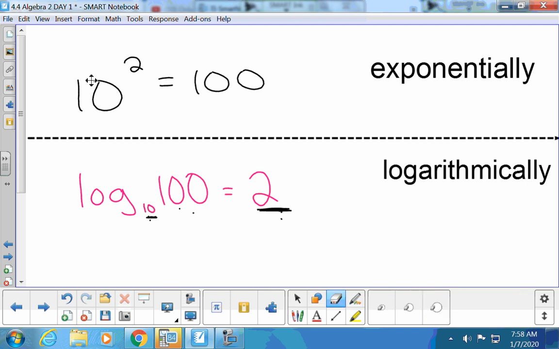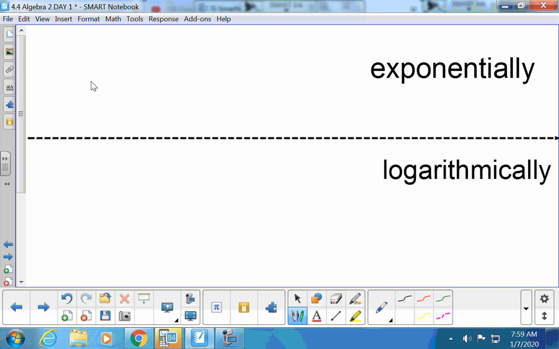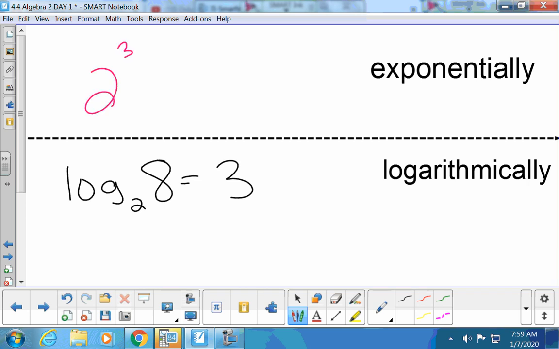Let's try another one. Just try this over and over and over till we all get it. All right, so I would read this to you guys: log base 2 of 8 equals 3. What would it look like written in exponential form? 2 to the third equals 8. Perfect. Everybody see it?